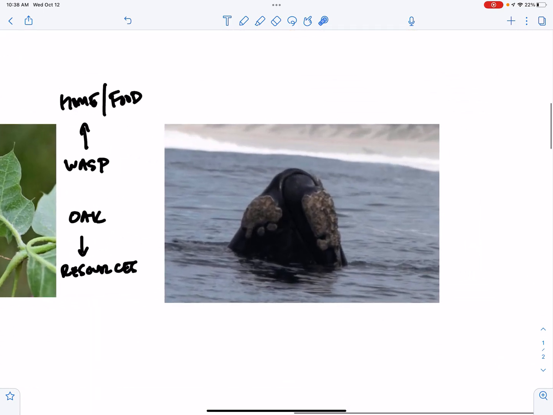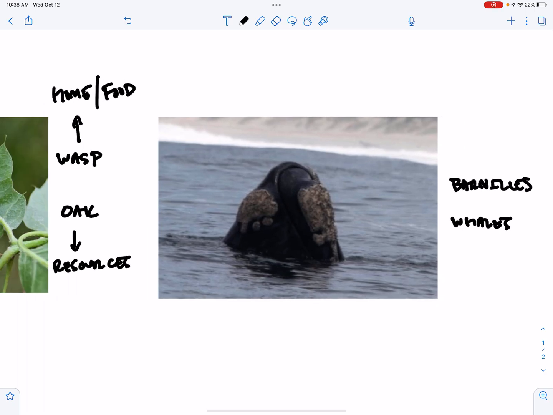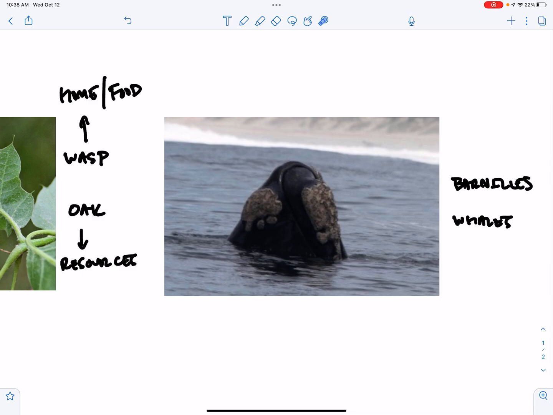Another example of commensalism is whales and barnacles. Whales travel around the ocean, and as they age, they develop large patches of barnacles. Barnacles are tiny little filter feeders that secrete a hard shell-like structure that keeps them safe, but they can also open up and they filter feed on whatever is in the water, tiny little plankton, for example.